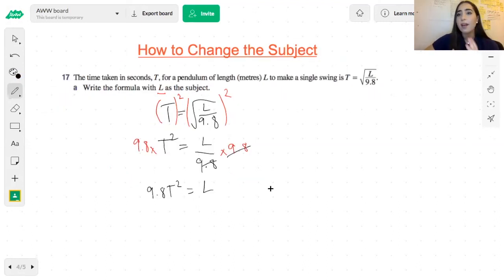So the best way that I can explain this to you without an example is always focus on what you're trying to make the subject. Focus on that variable, locate that, and even circle that variable, and then let that dictate what you need to do in order to remove everything that's around it to make that the subject. I think the biggest thing with these questions is do as much practice as you can. That's the only way that you can really ensure that you're never going to be stuck with changing the subject.